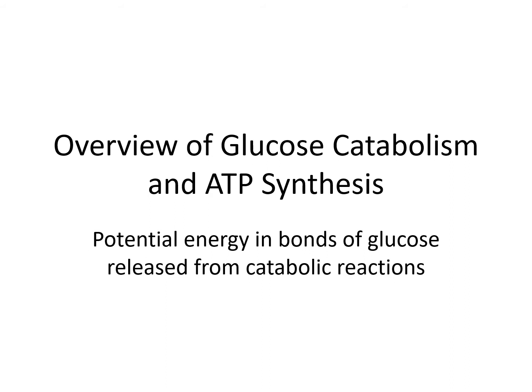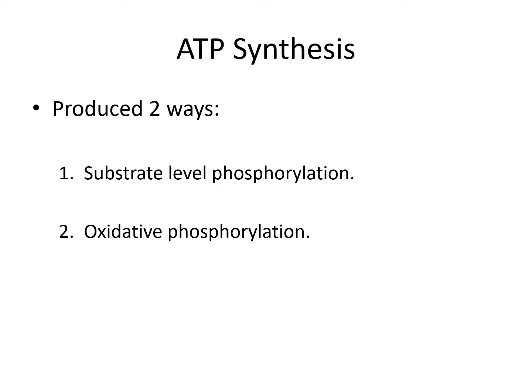Now, we need to break the bonds of the glucose molecule to release the potential energy from these catabolic reactions. And we're going to slowly take apart the glucose molecule. Okay. Now, ATP is synthesized two ways through all these reactions. One is called substrate level phosphorylation, where pretty much a phosphate is added on to a molecule to make ATP. And the other is oxidative phosphorylation, where electrons are transferred, and this energy is then used in the mitochondria to produce ATP.